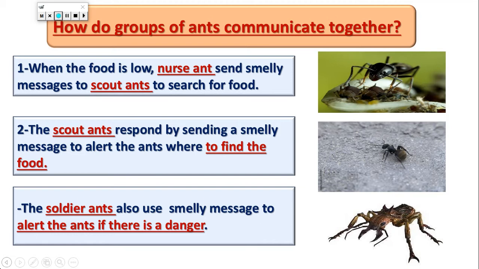So the nurse ant's role is to make a smelly message when the food is low to the scout ants. When the scout ants take this message, they start to search for food, and when they find food, they make a smelly message to the other ants. Okay? And when there is danger, the soldier ant makes a smelly message to the other ants to warn them that there is a danger.